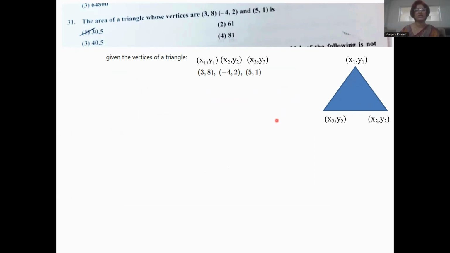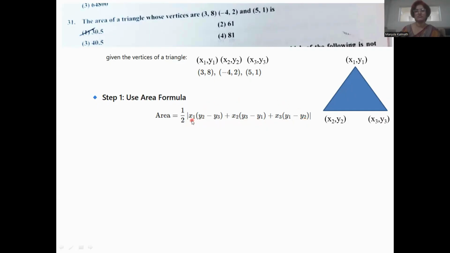The area of a triangle whose vertices are (3, 8), (-4, 2), and (5, 1). Given three vertices x1, y1, x2, y2, x3, y3: (3, 8), (-4, 2), (5, 1). The formula for the area of the triangle when three vertices are given is 1/2 [x1(y2 - y3) + x2(y3 - y1) + x3(y1 - y2)].